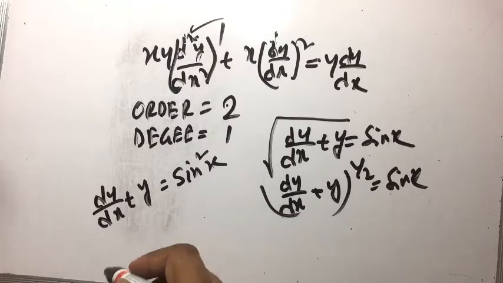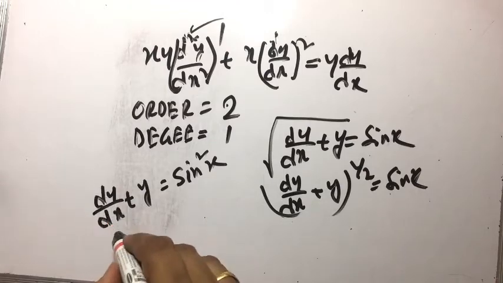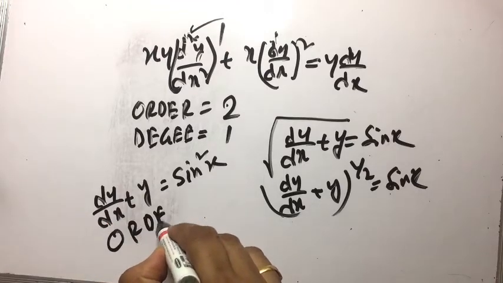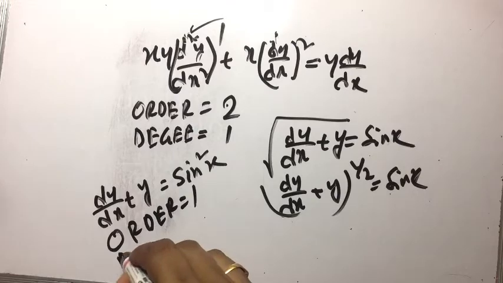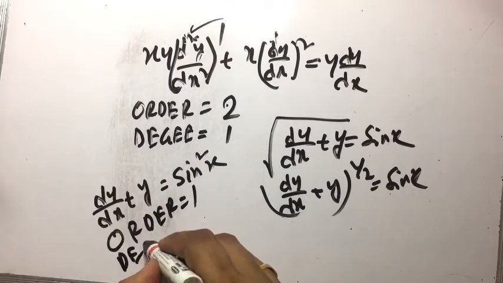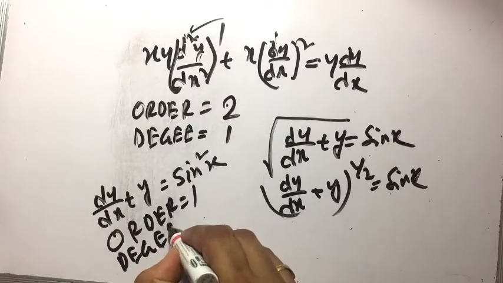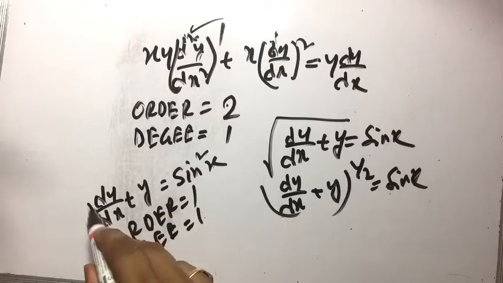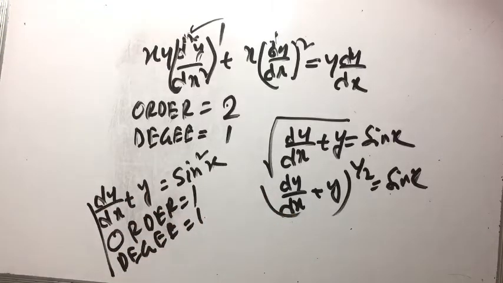Now we can easily say, there is only one d, the order is 1, and degree is the power of the maximum order, so degree is 1. So order is 1 and degree is 1. In this way we can easily find out the order and degree of any differential equation. First of all, we have to find the order, and then the corresponding power of that order is the degree.